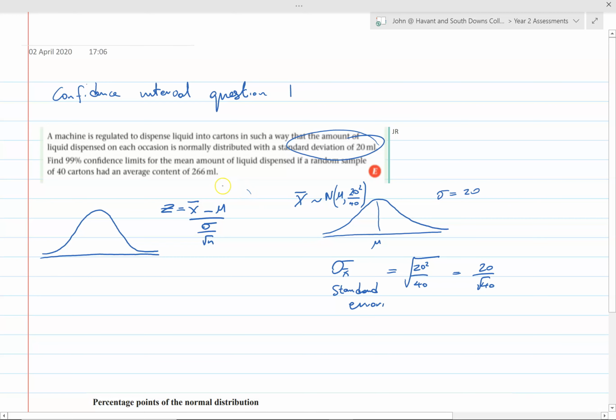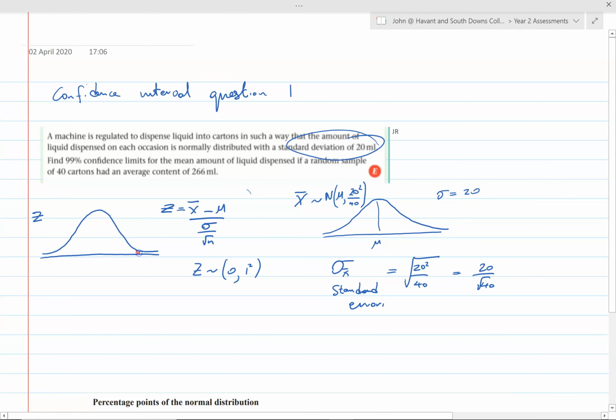transforming the sampling distribution to the Z distribution, where Z has mean 0 and standard deviation 1. Now we can get percentage values for the Z distribution either from the calculator or from the tables that are given in the formula book. I'll show you both. Anyway, we want a 99% confidence interval. So let's look at what values that gives us on our Z distribution.